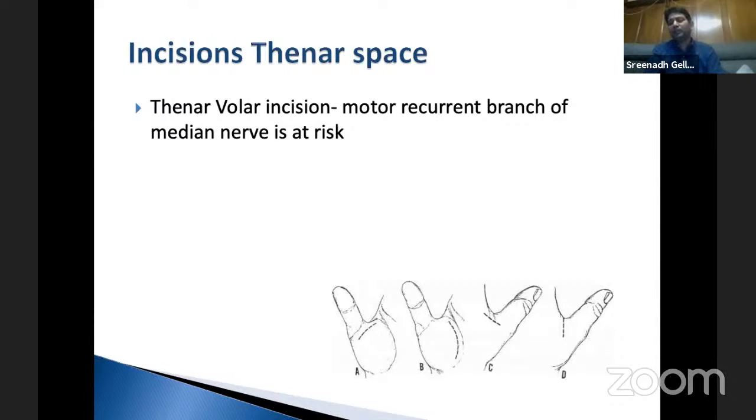But one thing that is important is that try not to connect these two in the same incision. So try not to take it volarly and try not to take it dorsally. That can create troubles for you.